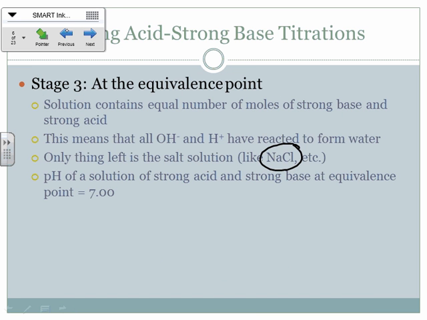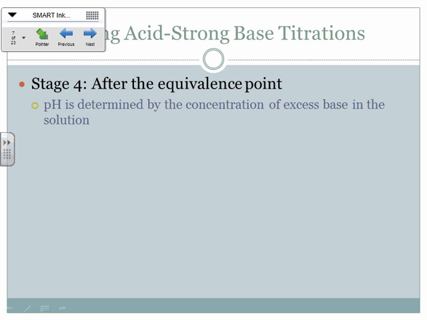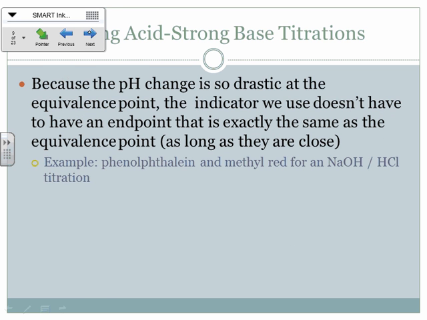Now let's finish this. After the equivalence point, we just talked about this. Oh wait, we passed that? Yeah, we did the example. Okay.